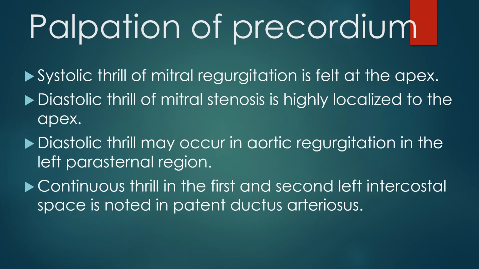Systolic thrill of mitral regurgitation is felt at the apex. Diastolic thrill of mitral stenosis is highly localized to the apex. Diastolic thrill may occur in aortic regurgitation in the left parasternal region. Continuous thrill in the first and second space on the left side is noted in patent ductus arteriosus.